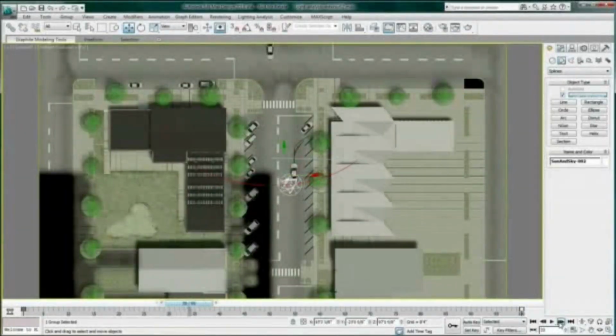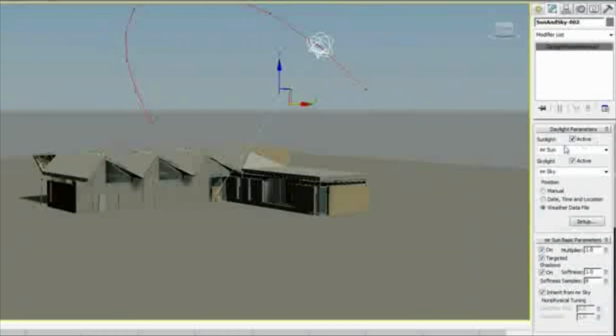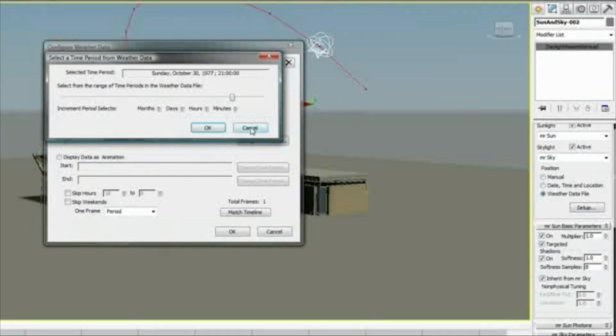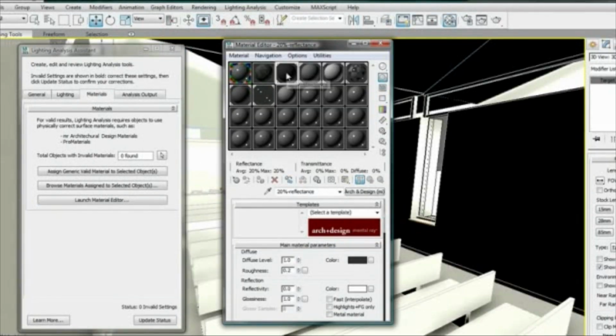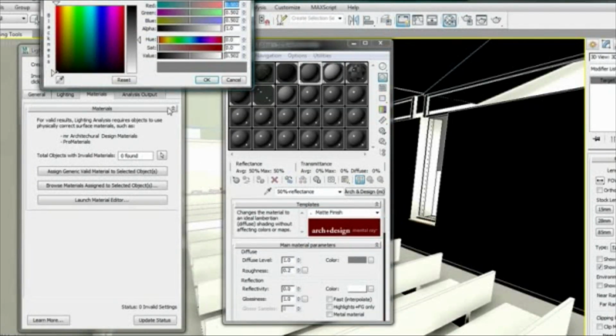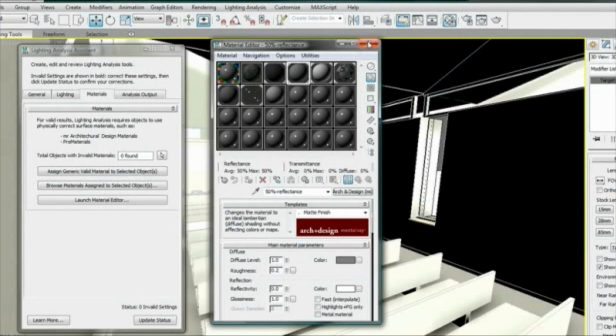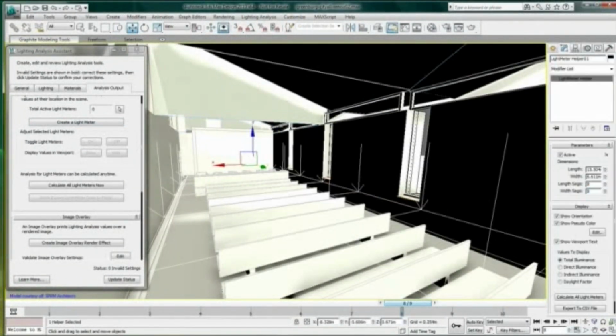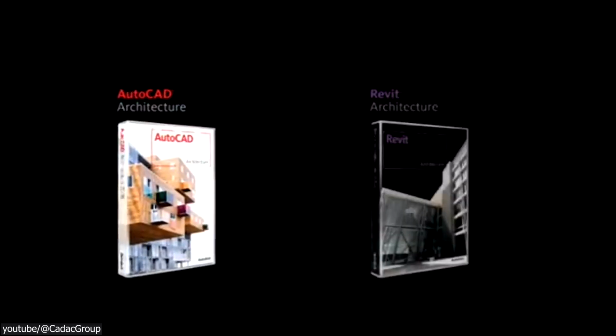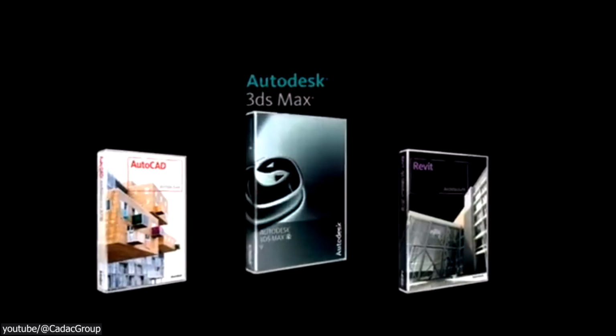There is also a system called Physical Sun and Sky System, for realistic lighting based on geographic location, in addition to date and time. There is also AEC-specific materials and templates, which is basically architectural materials and settings tailored for visualizing interiors, exteriors, and CAD imported models. And of course, we can't forget Revit and AutoCAD interoperability.